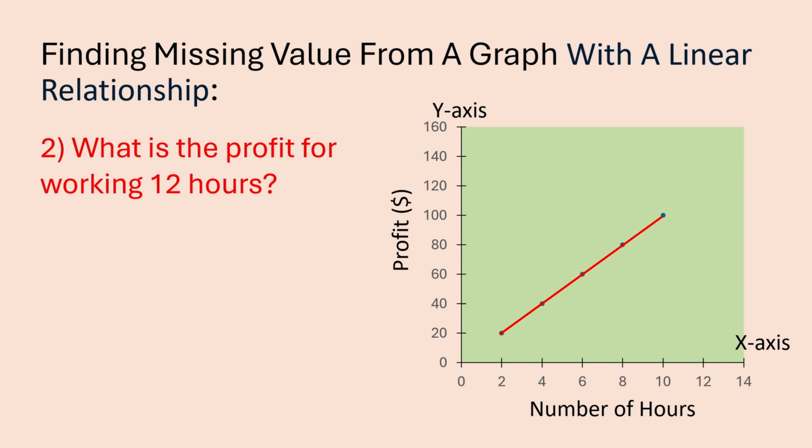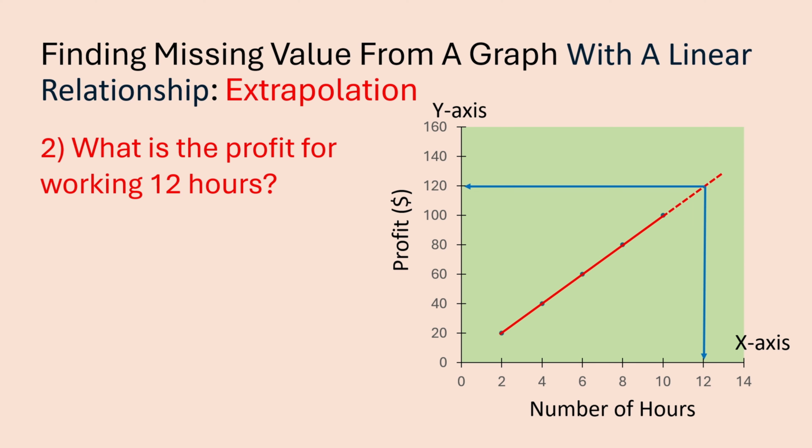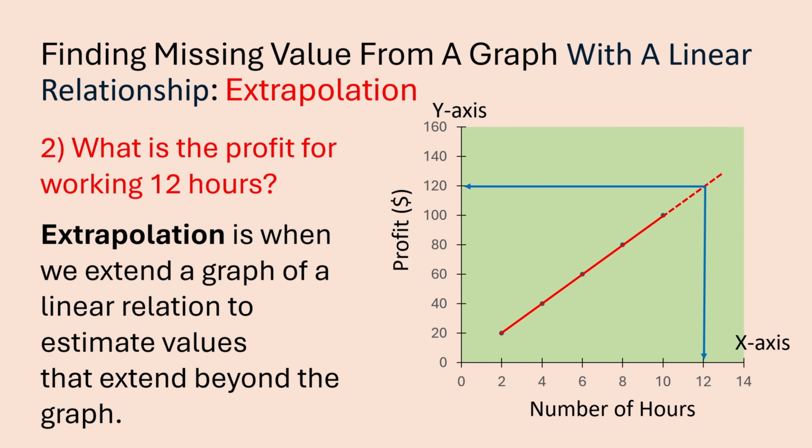What is the profit for working 12 hours? If x is equal to 12 hours, then profit is equal to $120. This is extrapolation. Extrapolation is when we extend a graph of a linear relation to estimate values that extend beyond the graph.